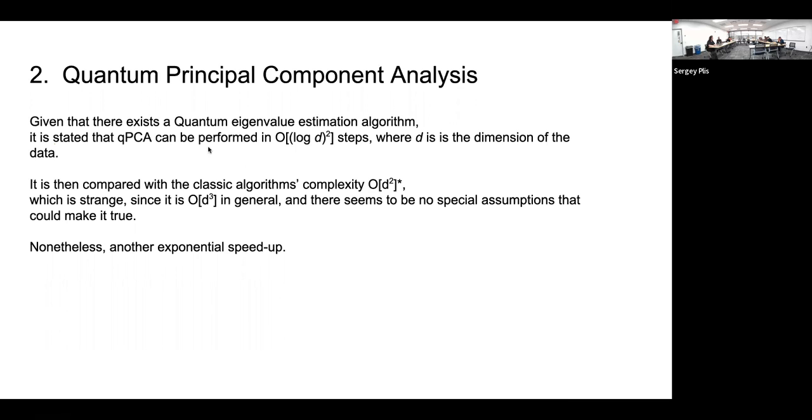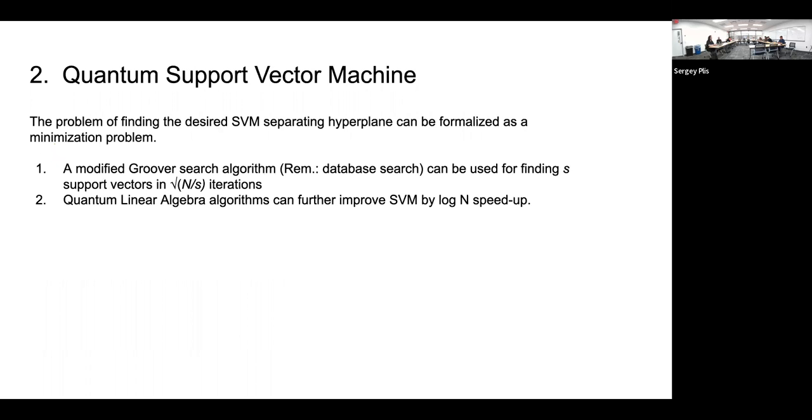Beyond the problem complexities, I'm not sure how they derive them, but nonetheless, they're stating that they can perform PCA in an exponential less time than a classic algorithm. Yeah, and again, I can't really explain what it was. Finally, there is quantum support vector machine. So I think it is not really clear how to estimate the complexity of support vector machine because it depends on the data you're providing. But there are a few quantum algorithms that can be used in a process of support vector machine work that can actually speed it up.